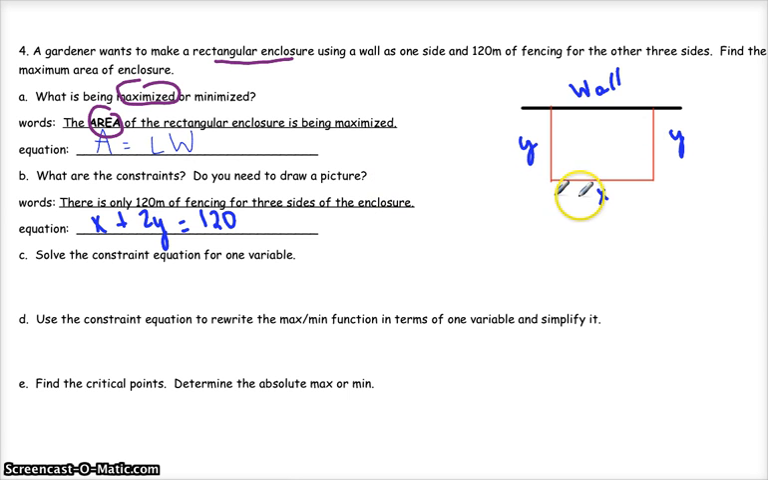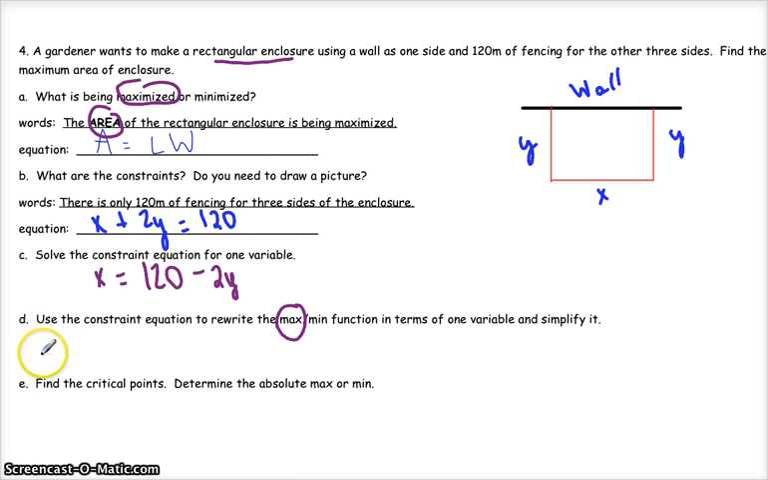So I chose to label the length X and the width Y. You could have switched those, it does not matter. So X plus 2Y equals 120. I think the easiest thing to do would be to solve for X in this constraint equation. So X equals 120 minus 2Y. So we'll use the constraint equation to rewrite our max function in terms of one variable and then simplify it.